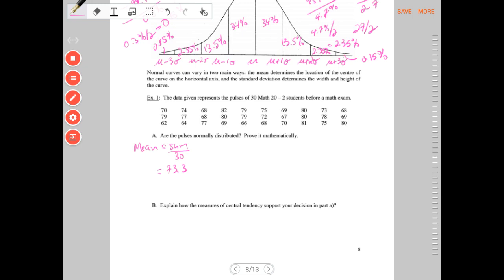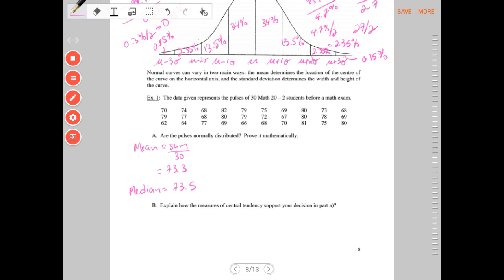For the mean, I got 73.3. The median is when you take all your numbers and find the ones in the middle. Since there are 30 numbers, you want to find the numbers in the 15th and 16th spot, and then add them up and divide by 2. So the median is 73.5. Well, that's looking pretty good. Those are awfully close together.